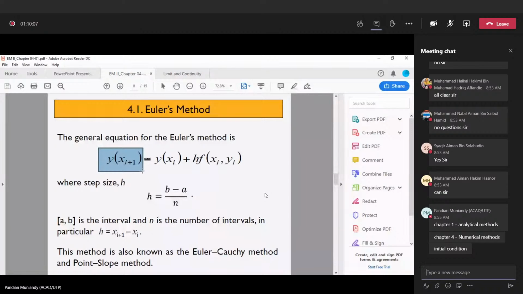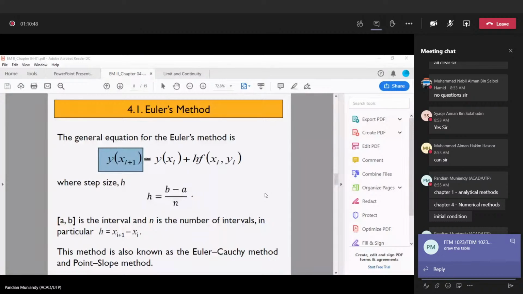So if I put i equals 0, y(x0) plus h f(x0, y0) gives y(x1). So that y(x1) becomes y1. So you start with y0, you predict y1. So you create the table, draw the table. You must draw the table now. Very important, class. Draw the table. For Euler, you need the table.